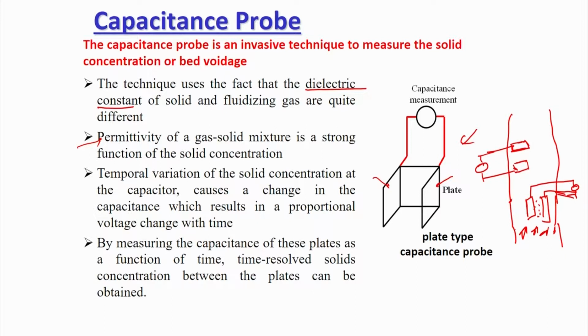So, based on that capacitance measurement, which will be a function of the solid distribution or the solid present inside, you can find out what the volume fraction is. Now, if you record it continuously with time, and there is any change in the solid concentration between these two plates, your capacitance will change. That change in the capacitance can be recorded in terms of the change in the volume fraction. So, this is the basic principle of this technique.